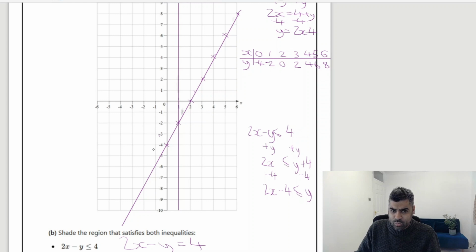So because y is more than, we're going to do upward arrows. And then we have x is more than or equal to 1. So because x is more than or equal to 1, we're going to have arrows going this way. And that's going to be this shaded region.